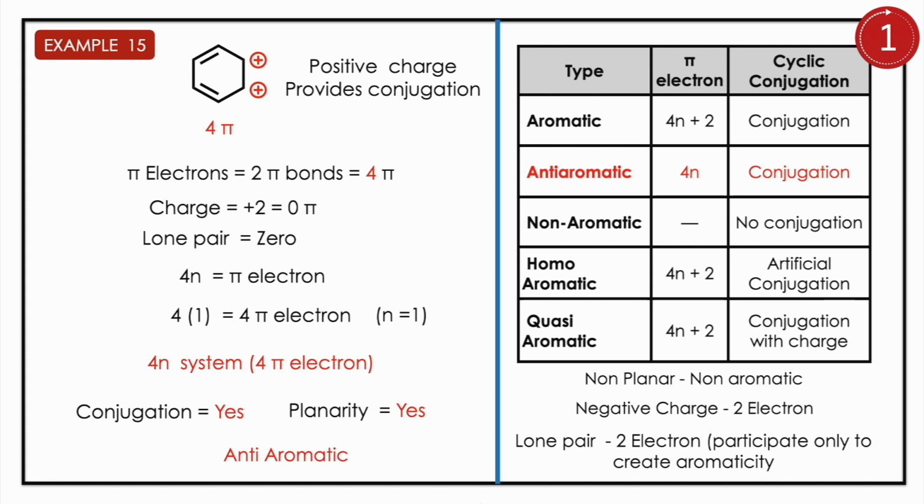There are two pi bonds, so 4 pi electrons. Charge is +2. A cation doesn't contribute pi electrons, so 0. Lone pair also is not there, so 0. So it is the 4n system where n equals 1, giving 4 pi electrons. The conjugation is definitely there because of alternating single and double bonds, and the charge is also in the conjugation. So it is conjugated. Further, planarity is also there. So 4n system, conjugated, planar, meaning according to the Huckel rule it is an anti-aromatic compound.